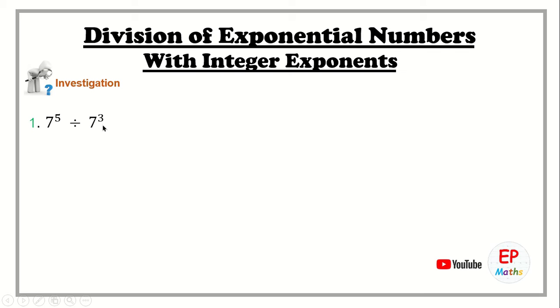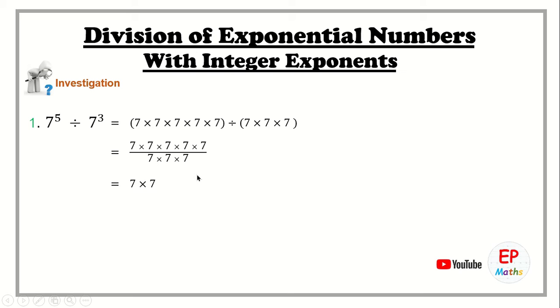In number 1, we have 7 to the power of 5 divided by 7 to the power of 3. 7 to the power of 5 means 7 times 7 times 7 times 7 times 7, divided by 7 to the power of 3, which means 7 times 7 times 7. Okay? Now, this will be 7 times 7 times 7 times 7 times 7 out of 7 times 7 times 7. And this will give us 7 times 7.